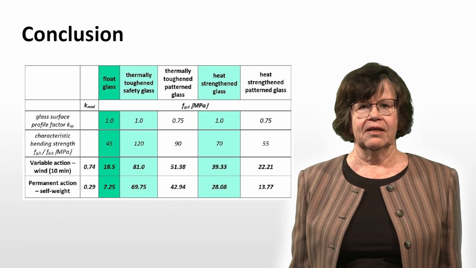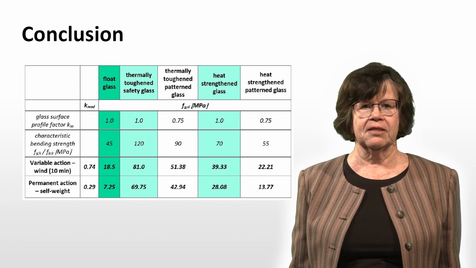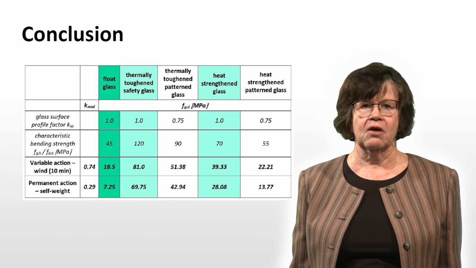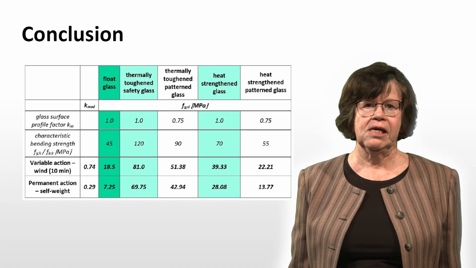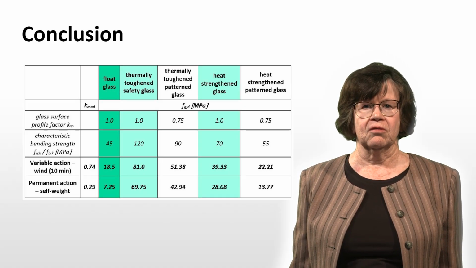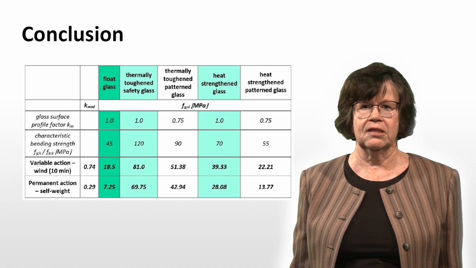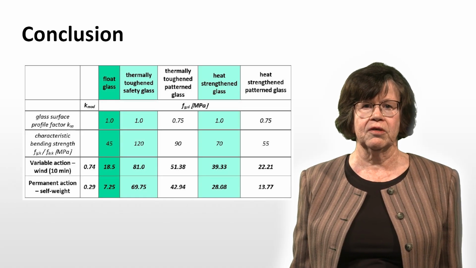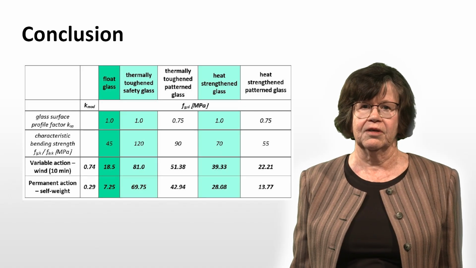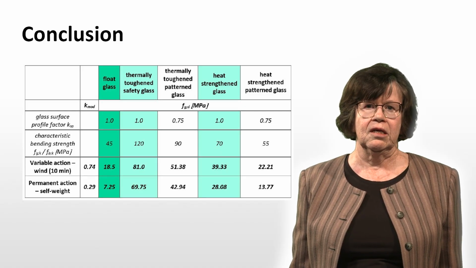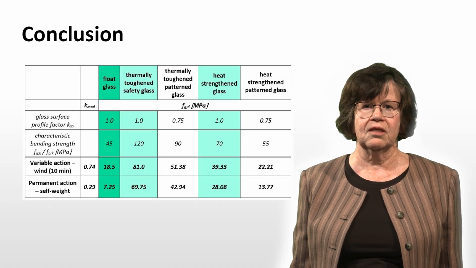European standard EN 16612 provides guidance on the basic principles for the design of glass panels loaded perpendicularly to the surface. In addition to the type of glass, the design strength of the glass is significantly influenced by the load duration and surface profile of the glass, as shown in the summary table. The lowest design strength values result from permanent loads.